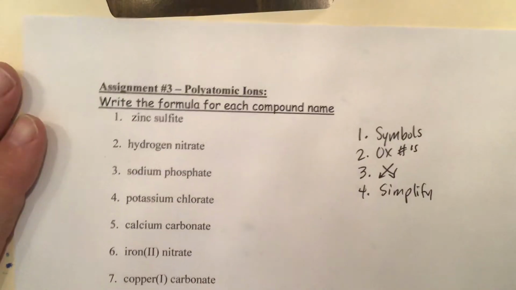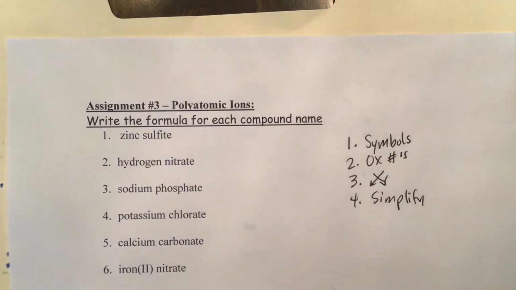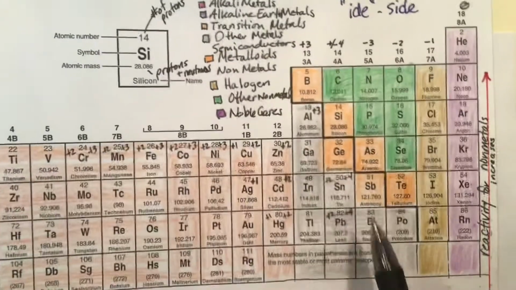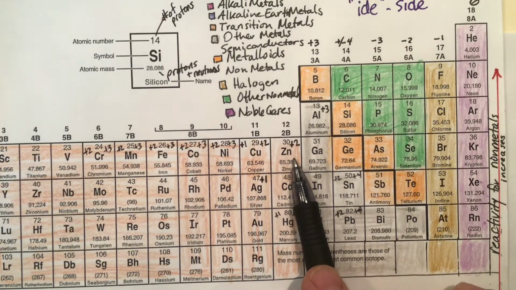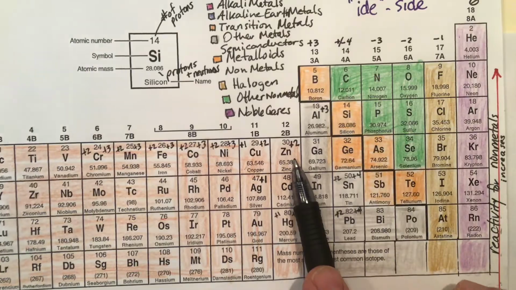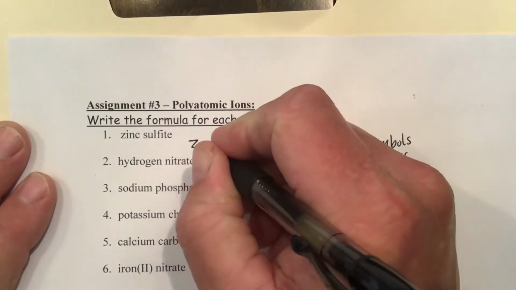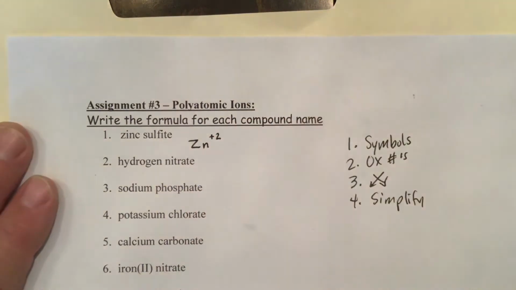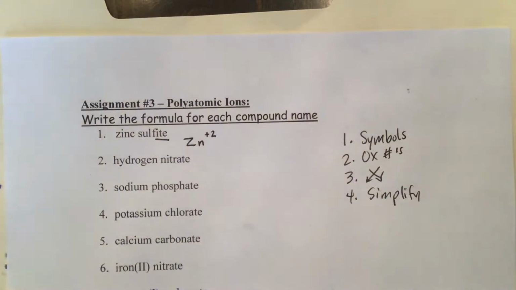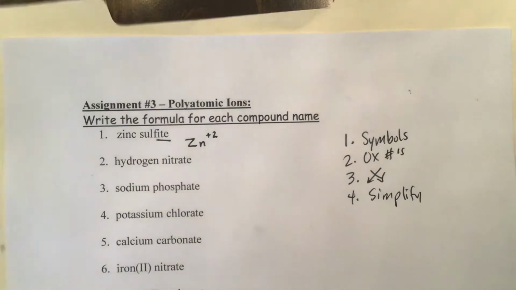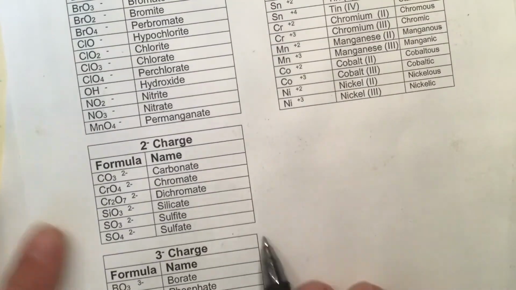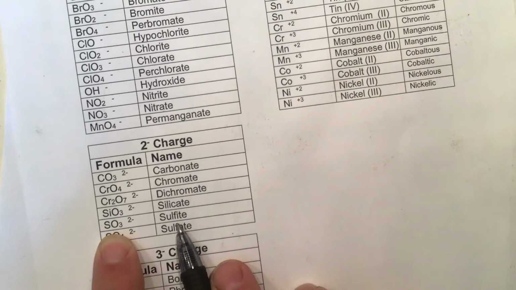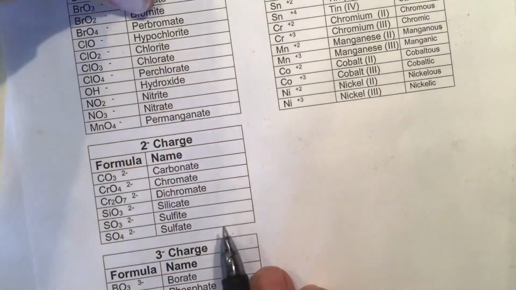So the symbol for zinc, find zinc on your periodic table, is right here, number 30. Notice that you should have a +2 for zinc. Zinc is always +2. Now we look at sulfite. We know it ends in ite, so we're going to look at our ites and ates, and we're going to look for sulfite. And we look, and then we find here it is sulfite. Sulfite is SO3 with a -2 charge.